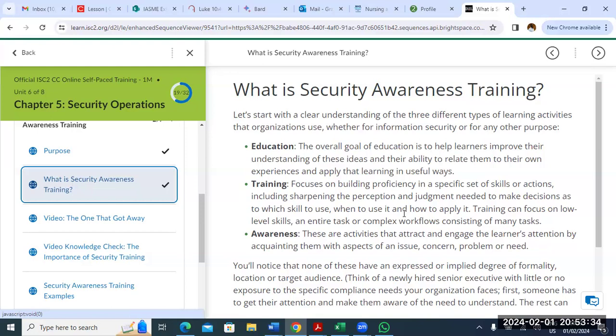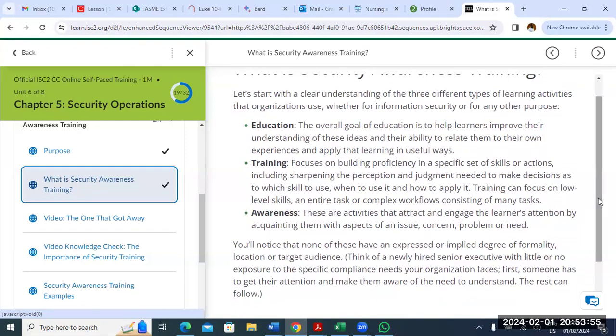So it's always good. Awareness, these are also activities that attract engagement. They attract and engage the learner's attention by acquainting them with aspects of an issue. When there's an issue, there will be a form of awareness in the system, concern and problem and things like that. So it's just like in one-off, there's a problem. So there will be a kind of a knowledge sharing session for everybody to understand what it is.